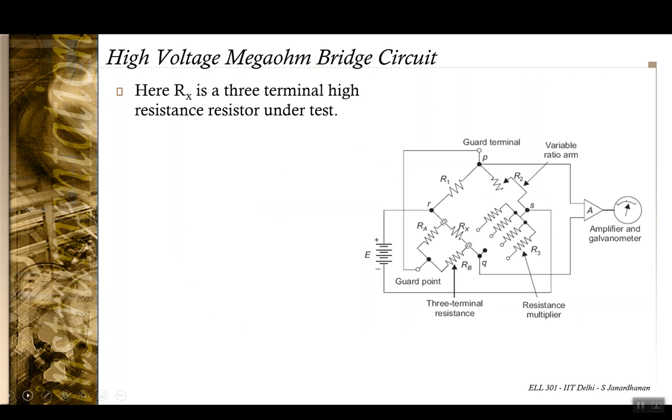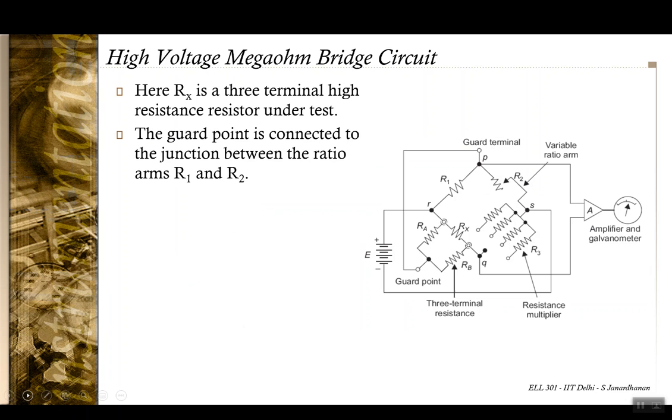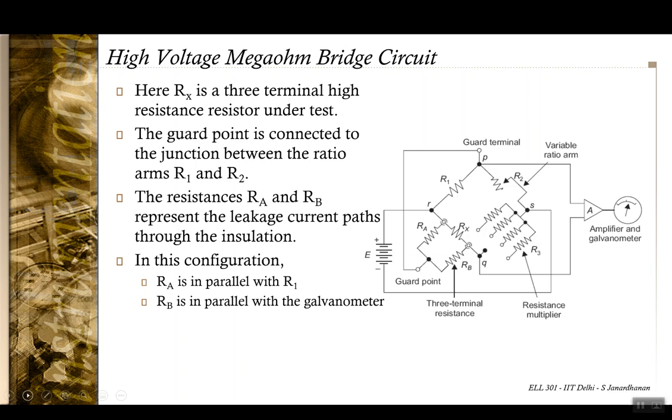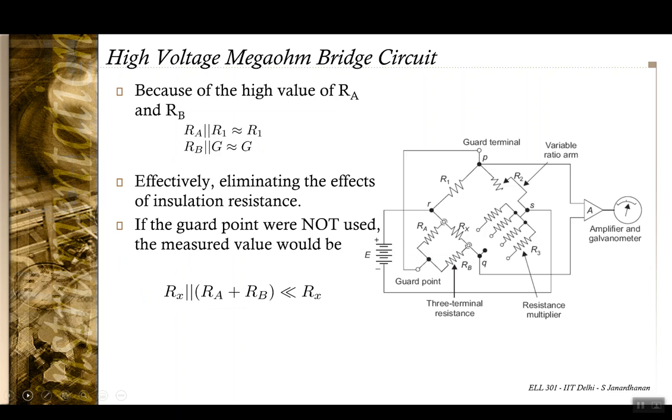So here RX is the high value resistance under test. It's a three terminal resistance, and the guard point is connected to the junction between the ratio arms R1 and R2. As I said earlier, the resistances RA and RB represent the leakage current paths to the insulation, and in this configuration you have RA in parallel to R1 and RB in parallel to the galvanometer. And because of this, you effectively have R1 changed to R1 parallel RA, and the effective resistance across the galvanometer will be RB parallel to RG.